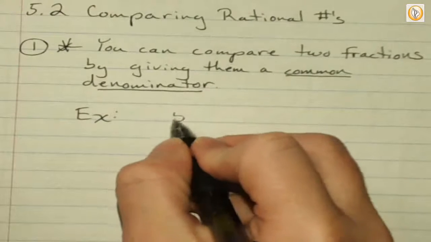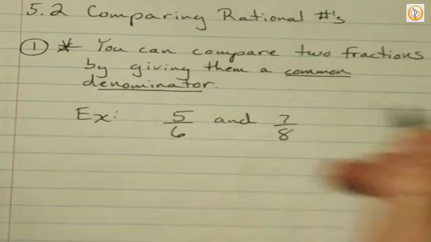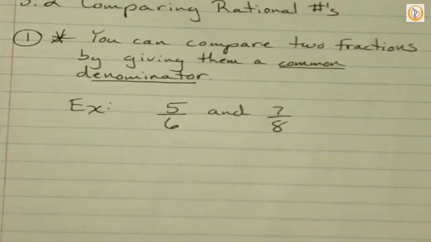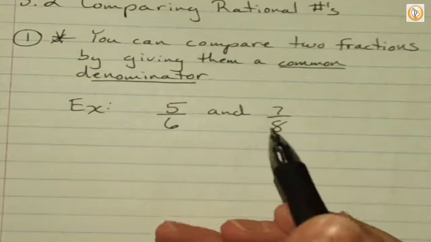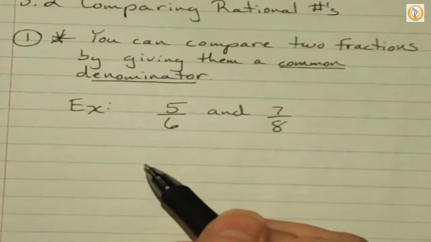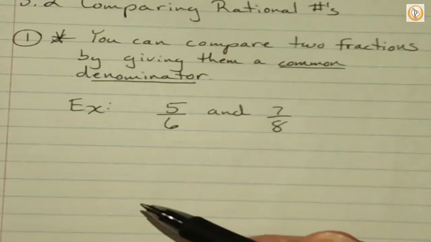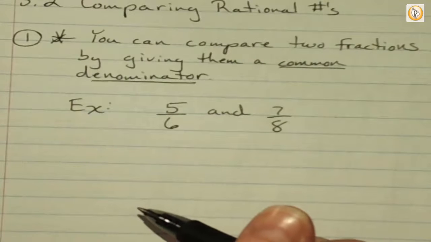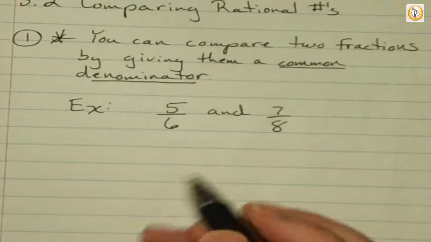Okay, so let's say we have 5 over 6 and 7 over 8. All right, we want to know, are they equal? Are they greater than? Is this greater than this? Is this less than that? Is this equal to that? We want to know. Some people can just look at these fractions and tell. If you're that person, awesome. Most people cannot, and that's very difficult if you can't.